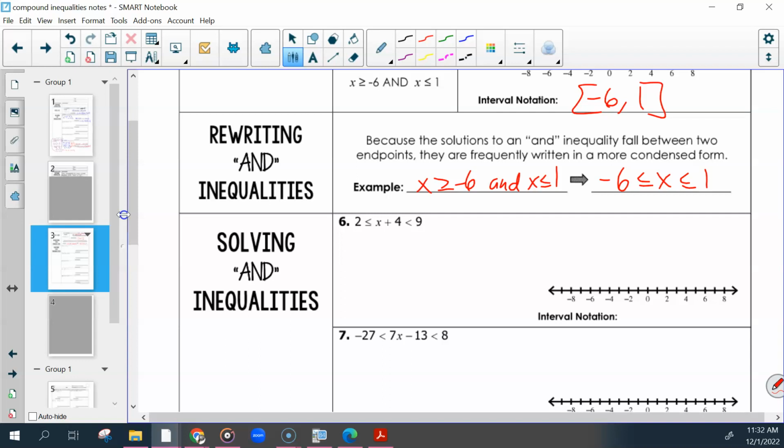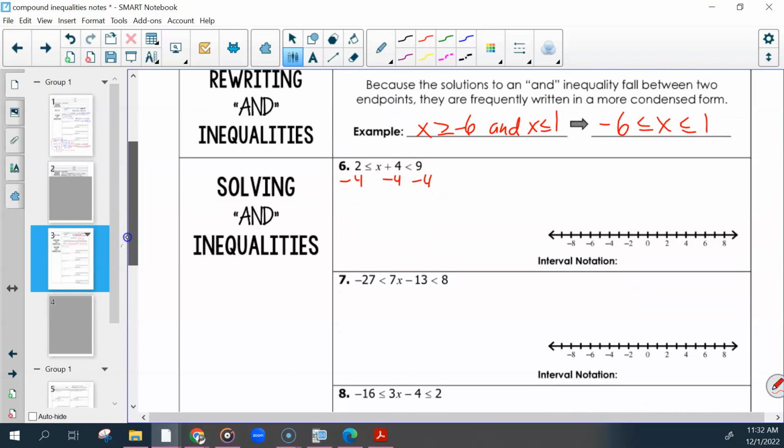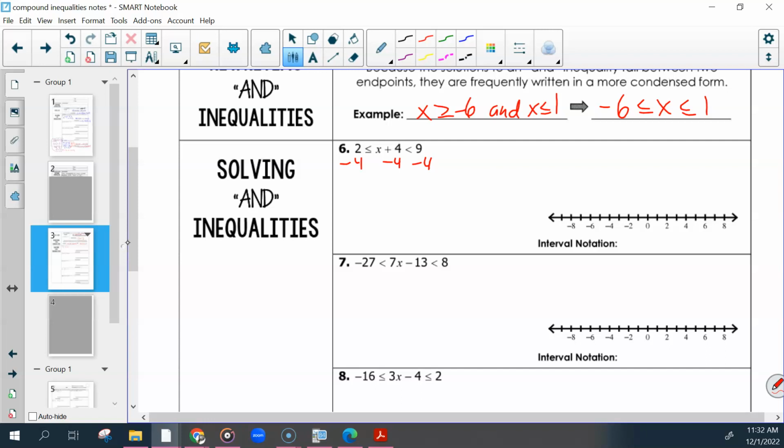So I would solve this opposite of how we did our ors. What we do here, we do to everything. So we're trying to get the x in the middle by itself. So we have to get rid of the 4 by subtracting it from all sides. So we have -2 is less than or equal to x, which is less than 5. That would be our "and" inequality answer, from -2 to 5.